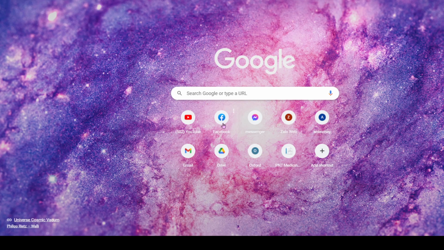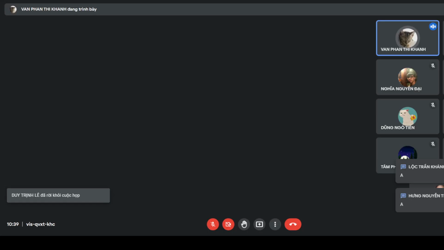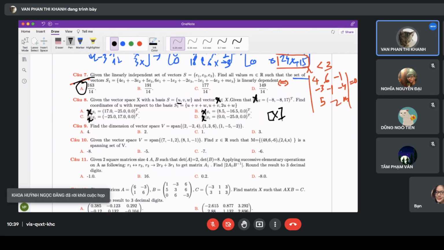Okay. Next, given the vector space as x with this basis and the vector u, no, I don't think that it's vector u. Here we should use vector x, right? Because u is already used here, so we should use the other symbol x. Given that the coordinates of this vector in S are -8, -8, and 17, we want to find the coordinates of x with respect to this basis S1. So this is the transition matrix from what to what, class?